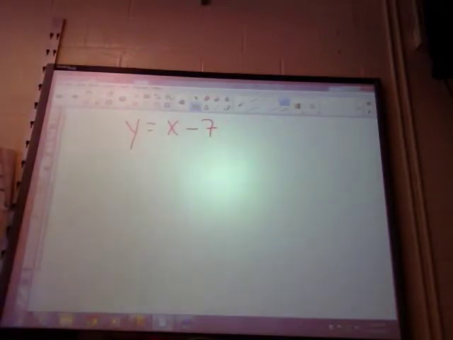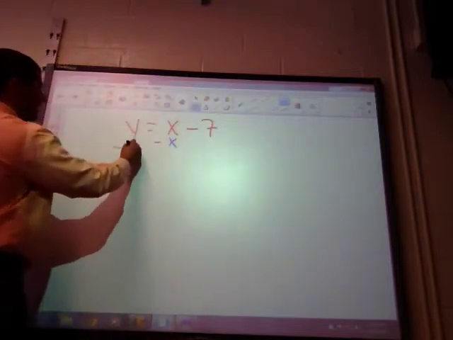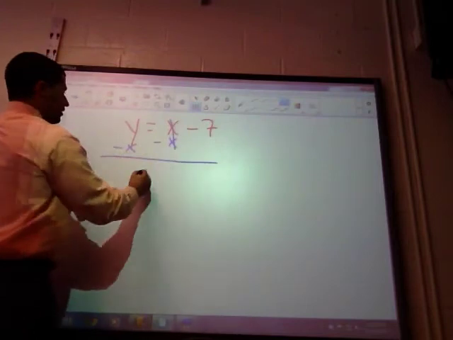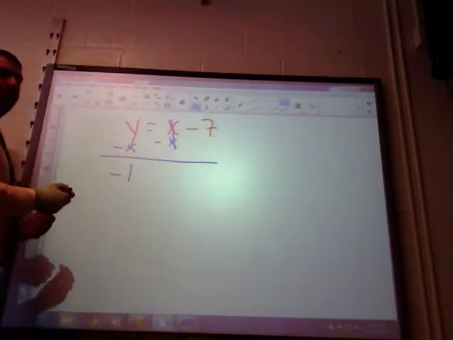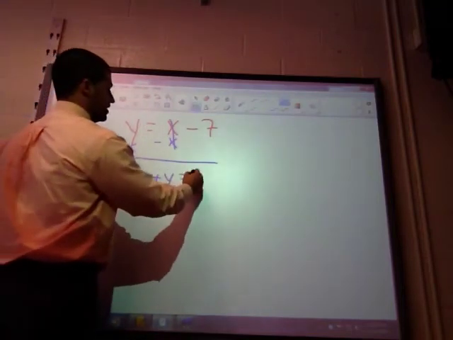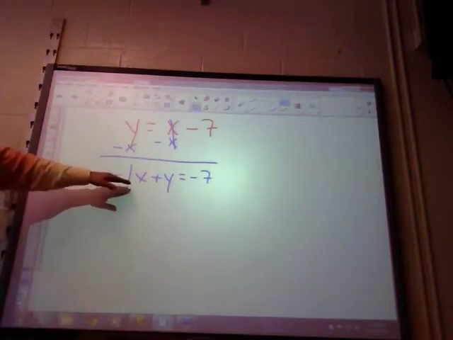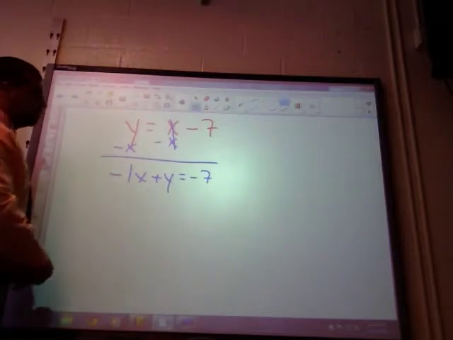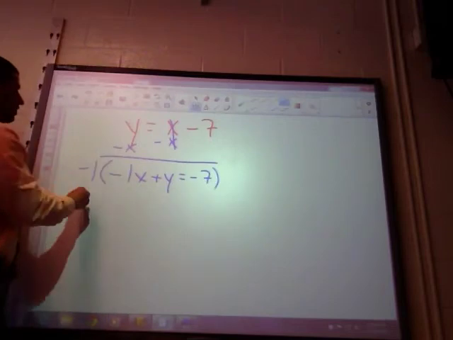Y equals x minus 7. Let's convert it. So we want to move x to the same side, so we're going to subtract x. I'll put the numbers there just so you can understand the idea of the integers we're talking about. -1x plus y equals -7. So it looks like we're in standard form until you remember a must be a positive integer, and this is negative. So the way we've gotten rid of negatives in the past is we multiply everything by -1.